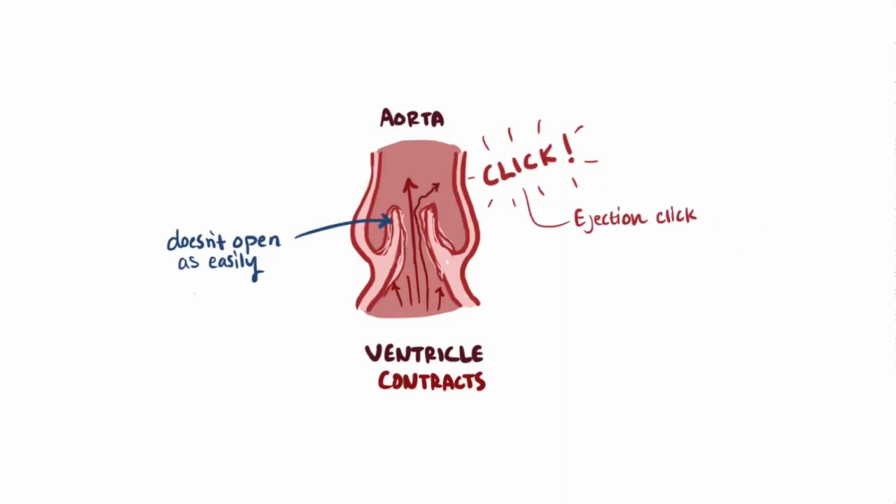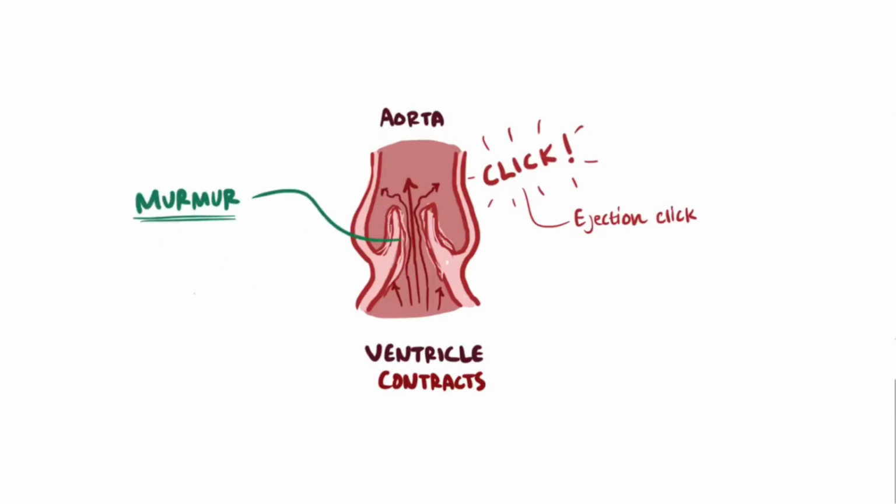Since the blood has to flow through a narrow opening, there's turbulence, which creates noise or a murmur, which gets initially louder as more blood flows past the opening, and then quieter as the amount of blood flowing subsides, because less remains in the ventricle. This is called a crescendo-decrescendo murmur.